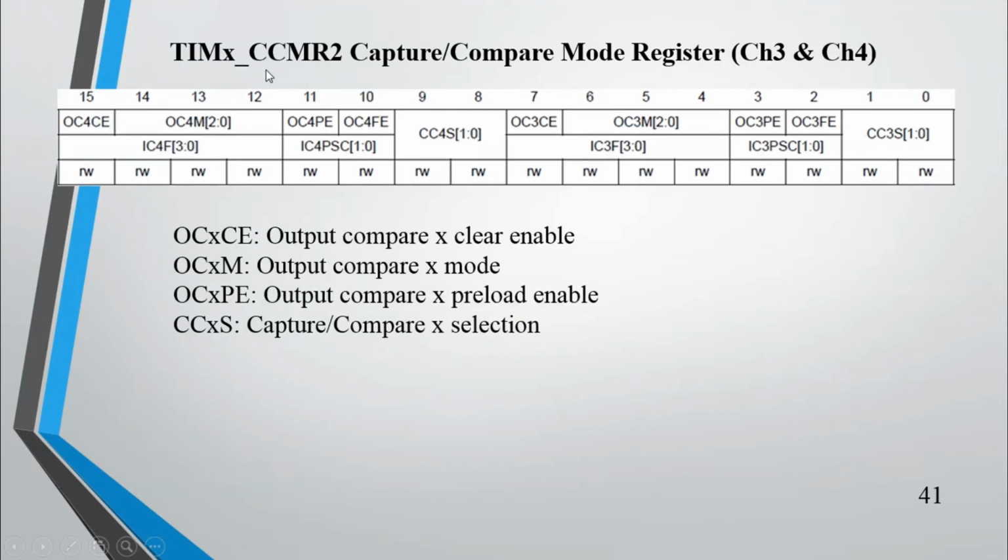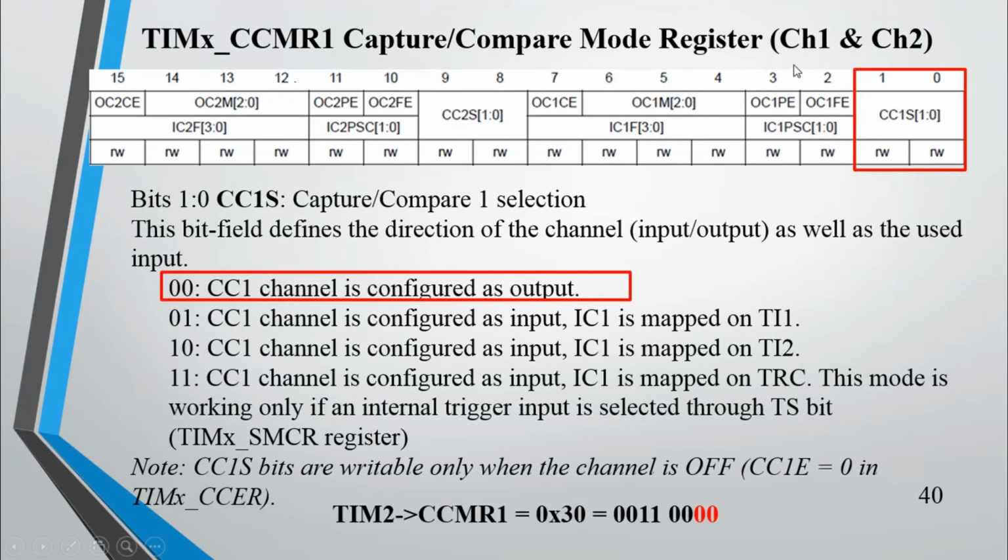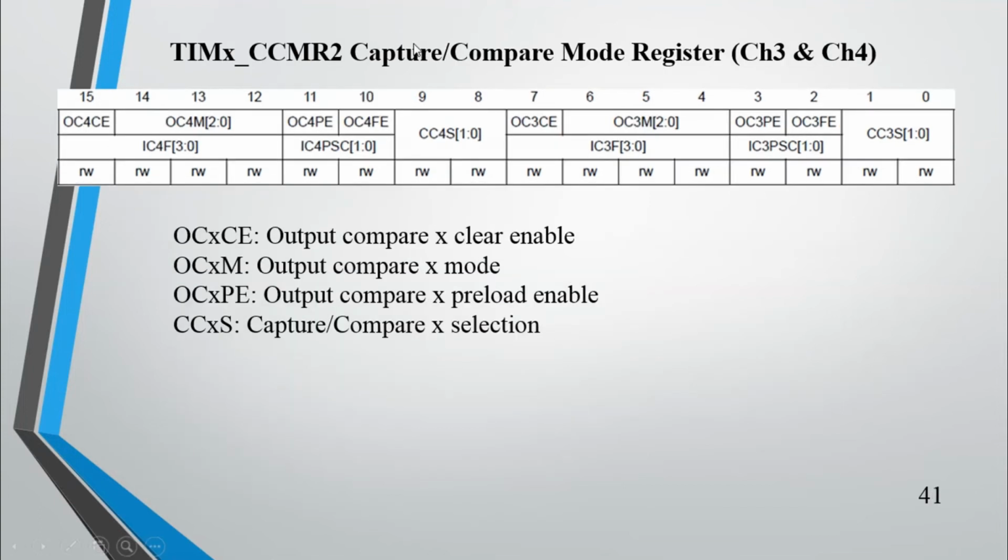Similarly, if you want to configure any other channel, you can use CCMR2. Till now we have been seeing CCMR1 because we are using channel 1. For any other program, if you want to use channel 3 or channel 4, you need to configure CCMR2. The initial 8 bits are used for configuring channel 3, and the next 8 bits are used for channel 4. Here we are not using it; we are only configuring channel 1.